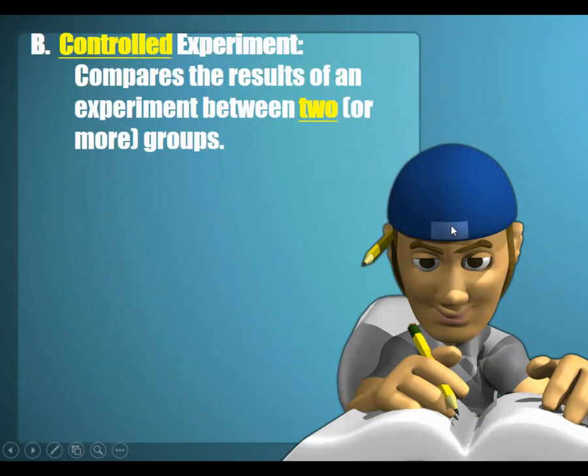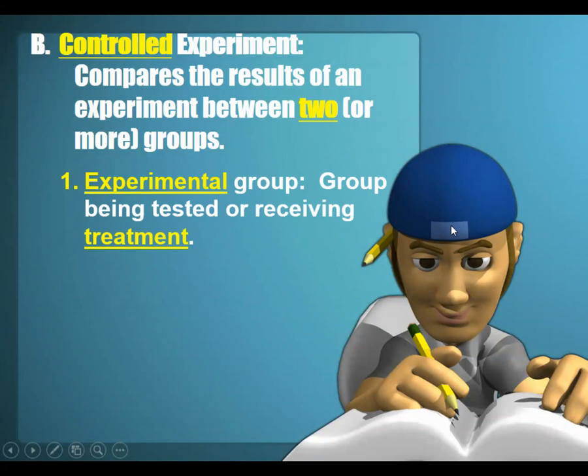Okay, moving on to a controlled experiment. They will compare the results of an experiment between 2 or more groups. You're going to have an experimental group. This is the group that you're testing. It's receiving the treatment, that's the one that you're changing the variable with.